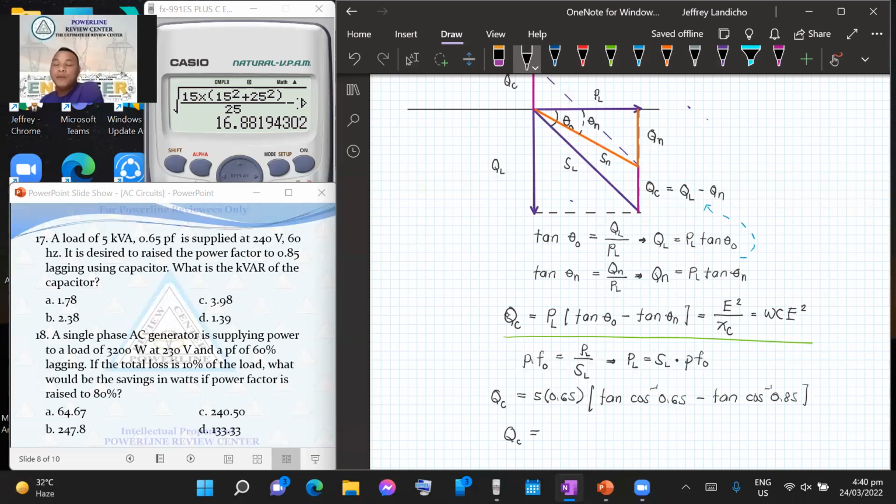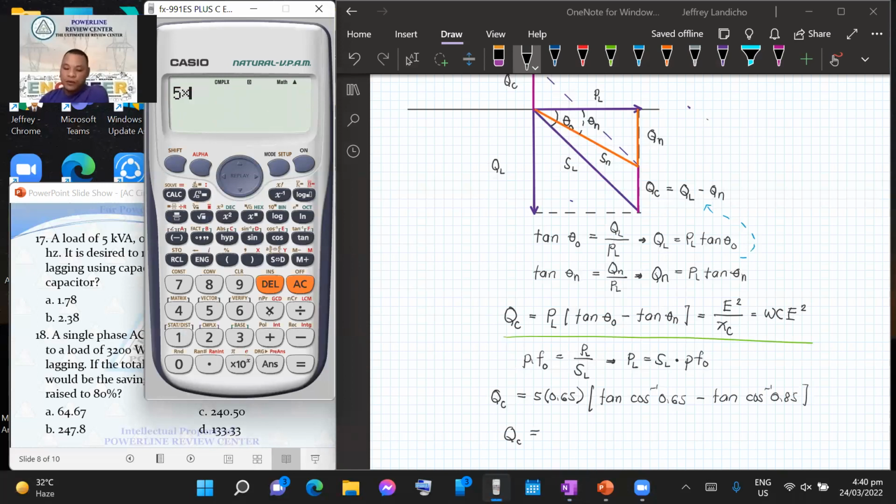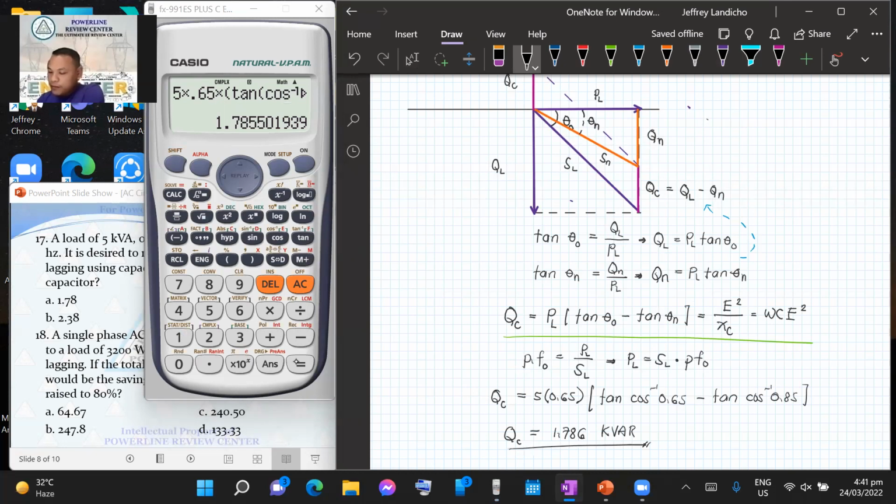Kaya kung naalala ang formula, this is just direct substitution. So 5 times 0.65 times tangent of shift arc cosine of 0.65, 2 minus tangent of shift arc cosine of 0.85, 2, 3 equal. So the answer would be 1.786 units. It should be in terms of kvar. Yun ay ating final answer.